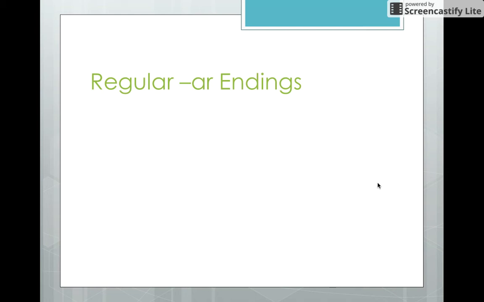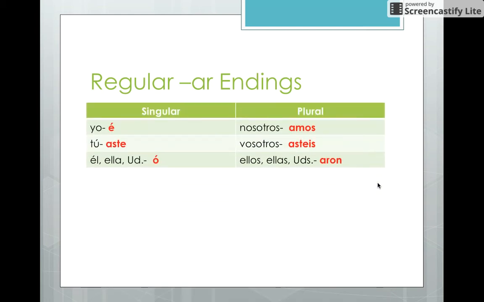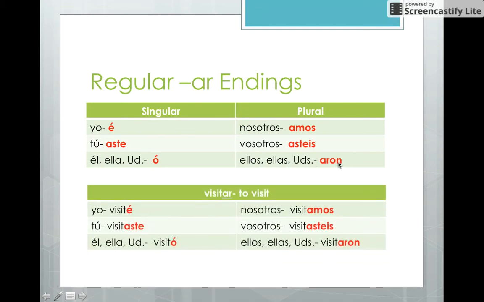So we're going to review your regular AR verb endings. So you have your six-box format chart, singular forms and plural forms. Yo é, tú aste, él, ella, usted ó. Accent mark over the first person singular form and third person singular form. Nosotros amos, vosotros asteis, ellos, ellas, ustedes aron. And then we have our example, visitar, which is to visit. Yo visité, tú visitaste, él, ella, usted visitó, nosotros visitamos, vosotros visitasteis, ellos, ellas, ustedes visitaron.